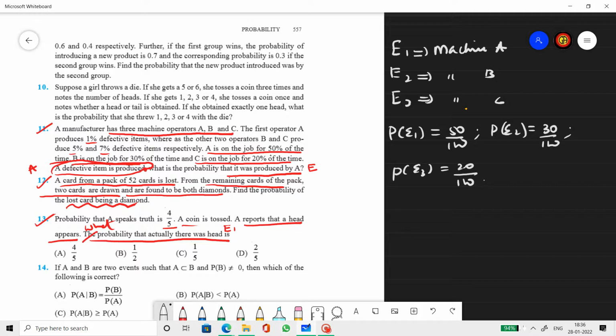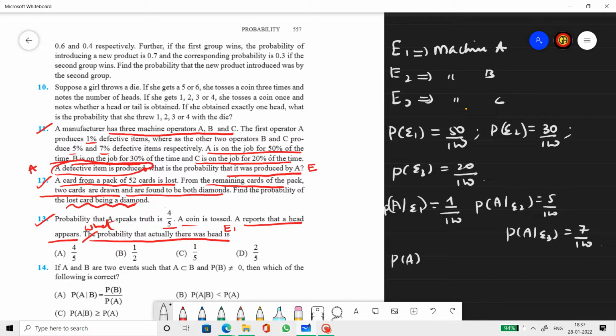Out of the output produced by machine A, 1% is defective. So A given E1 will be a defective item produced by machine A, or defective from machine A. As per the data, it is 1 by 100. And P of A given E2 is 5%, which is 5 by 100. P of A given E3 is 7 by 100. Now, what is P of A?